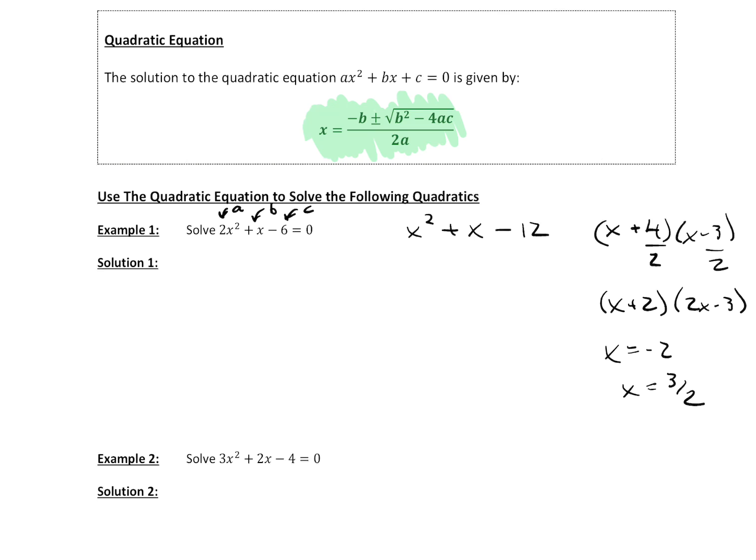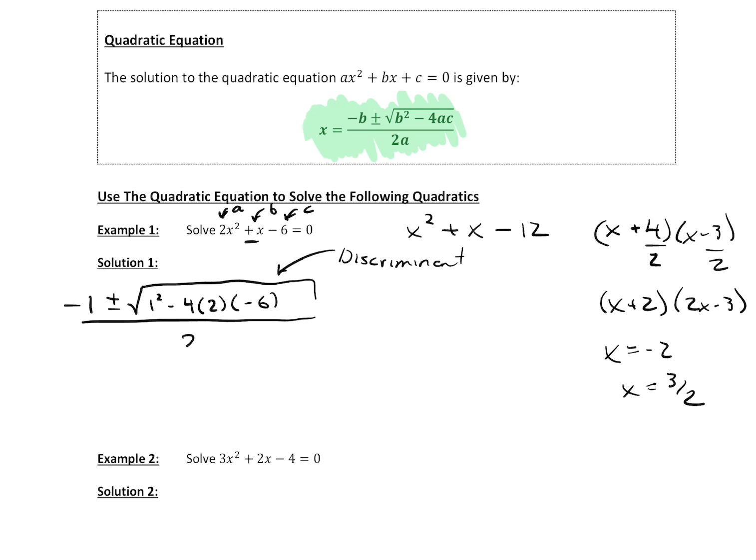So my b term, it's a 1. So negative b, so if it's plus 1, I'm going to have negative 1 plus or minus the square root of, and we'll get to this later, but what's underneath here is called the discriminant. Everything underneath the square root sign, and we'll get to that near the end of this. But negative 1, so b squared, so 1 squared minus 4 times a times c all over 2 times a. And then you just work this out.